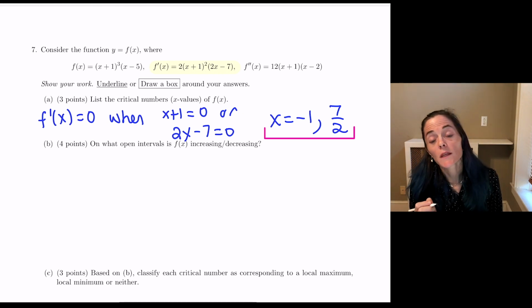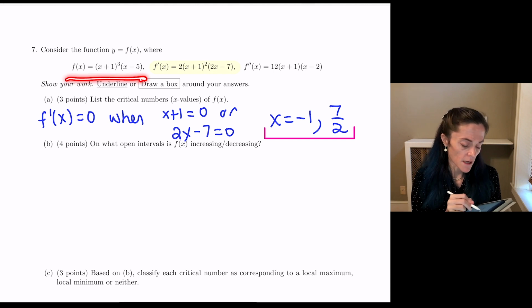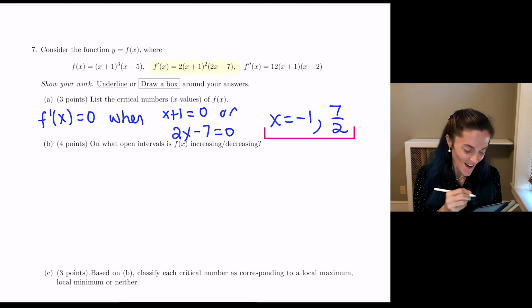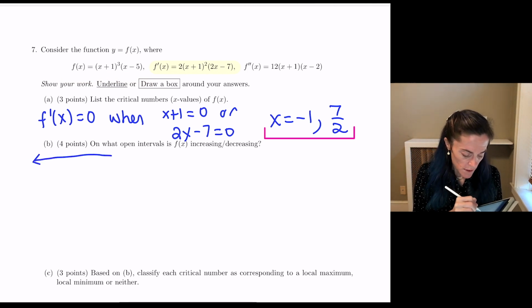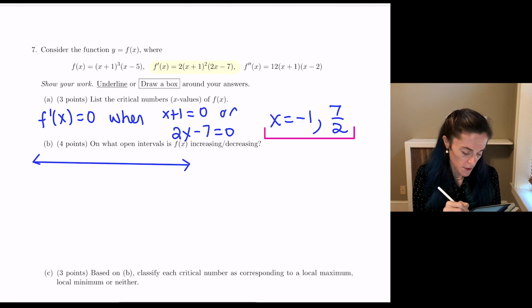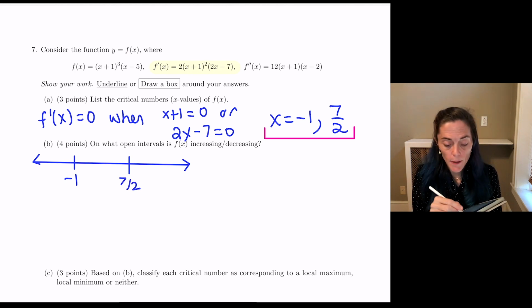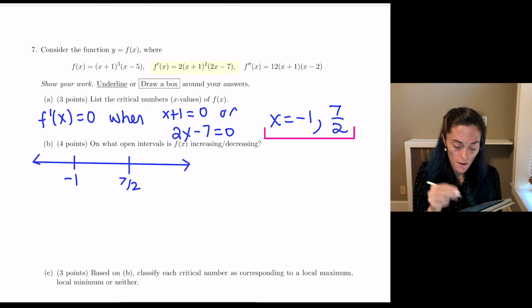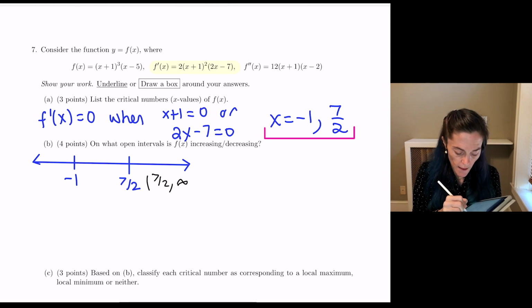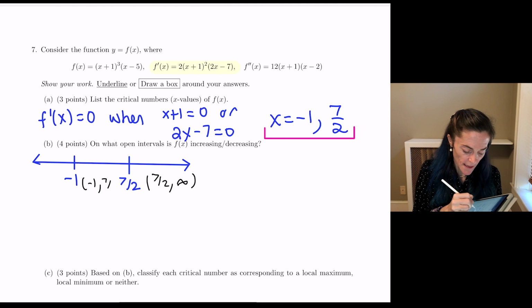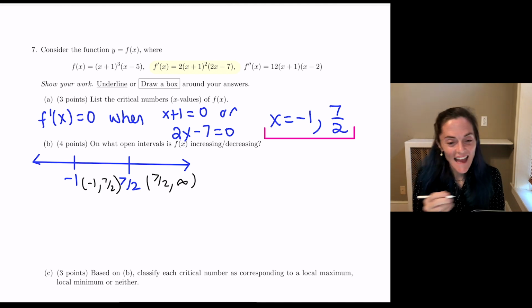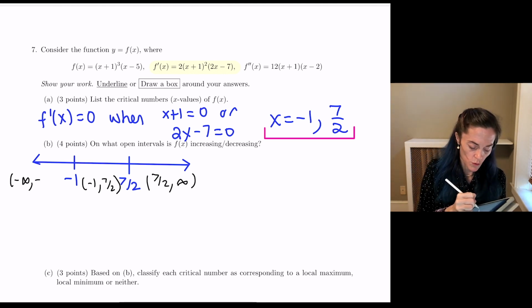Next part, we want the open intervals of increasing and decreasing. Now, this function is a polynomial, so the domain is -infinity to infinity. Okay, we divide the domain into open intervals based on the critical numbers. So we have 2 critical numbers, -1, 7/2. Typically, I'll write my open intervals underneath. Here we have 7/2 to infinity. We have -1 to 7/2. And then I have -infinity to -1.